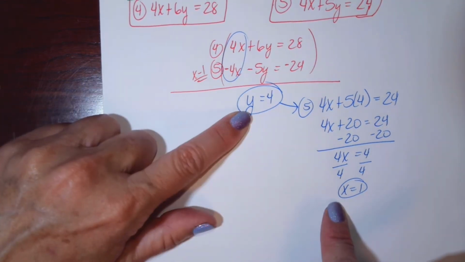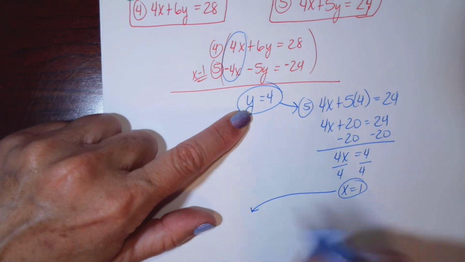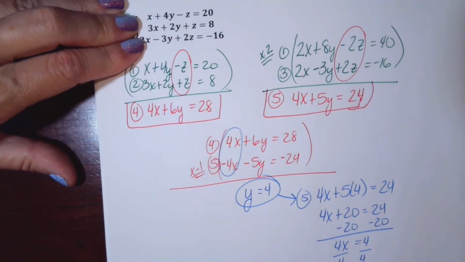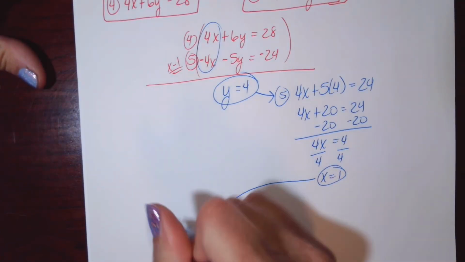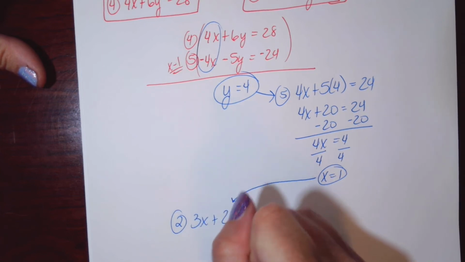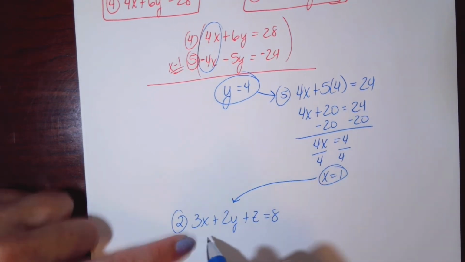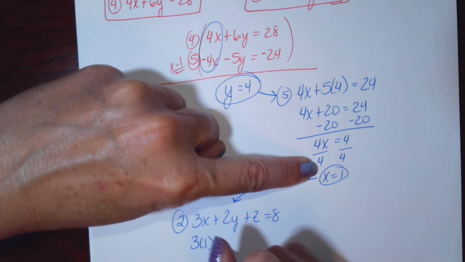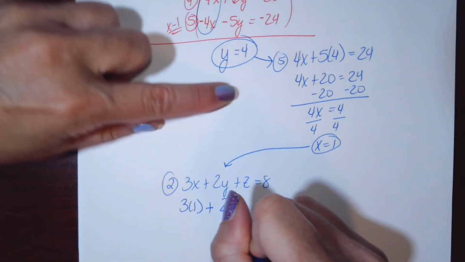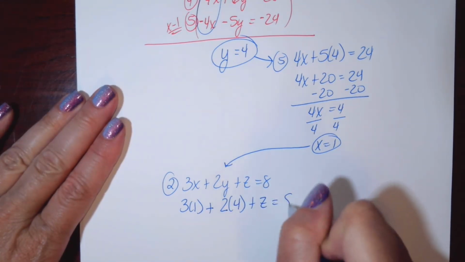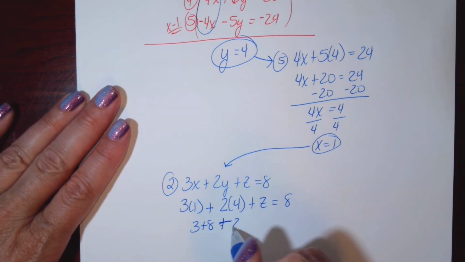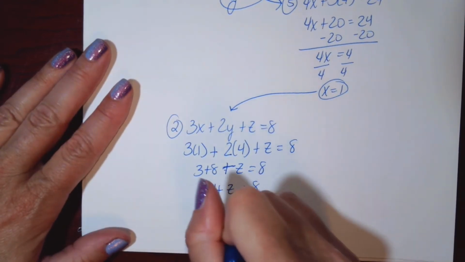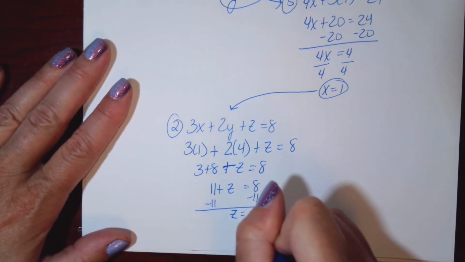All right, I have x, I have y, I still need z. So I'm going to take these two values, plug it into one of the 3 original equations. Does not matter which one. I'm going to choose to plug it into the second original equation. 3x plus 2y plus z equals 8. 3 times, well, x is 1, plus 2 times y is 4, plus z, that's what I'm solving for, is 8. So 3 plus 8 plus z equals 8. This is 11. 11 plus z is equal to 8. So when I subtract that 11 from both sides, I get that z would be negative 3.